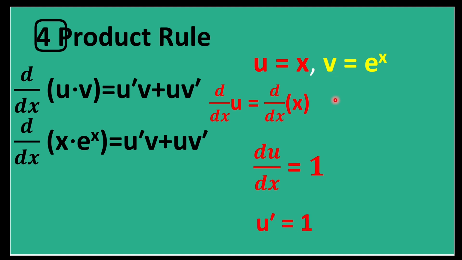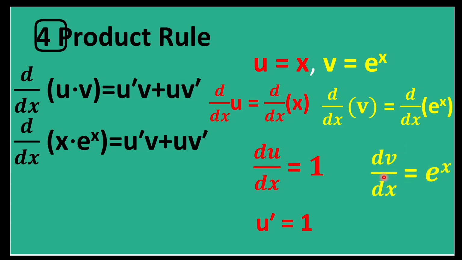So this will become d divided by dx of v, that is d divided by dx of e^x. The differentiation of e^x is e power x, basically equal to e power x. So this is our v prime. You can say this is our v prime, which is equal to e^x.